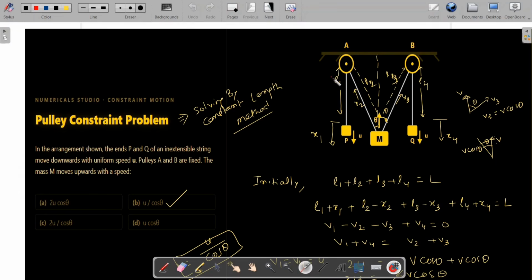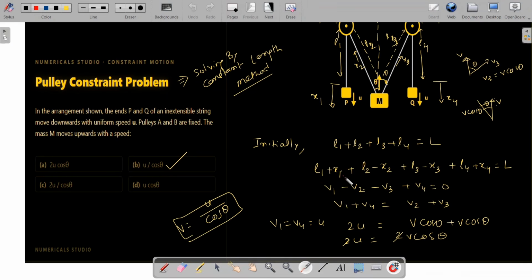Let's call the string length of each section L1, L2, L3, and L4. Now suppose both the end masses move down by x1 and x4. And the mass in the middle of the rope moves up by x2 and x3. So the new total length of the rope can be written as L1 plus x1 plus L2 minus x2 plus L3 minus x3 plus L4 plus x4. Now, differentiating this entire equation, we get V1 minus V2 minus V3 plus V4 equals 0.